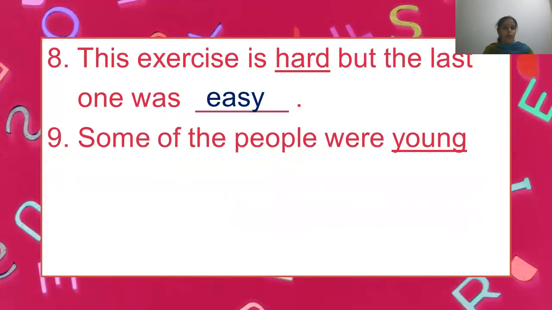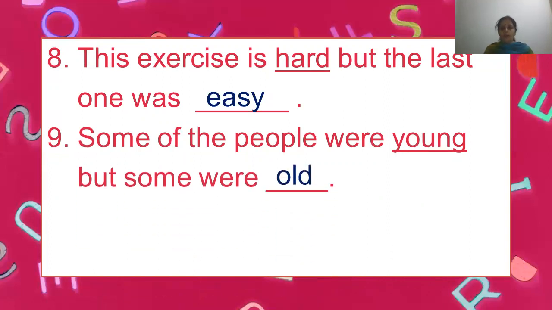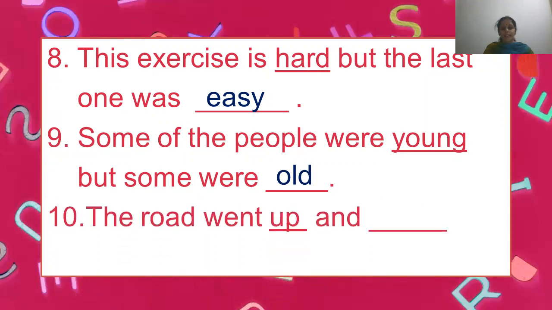Some of the people were young. Some of the people were young, but some were, yes, old. Same question was there earlier also. That was in singular, now it is in plural. That's the only difference. So you all know, you all can write down the answer. Some of the people were young, but some were old. Clear? Let's see the next one.